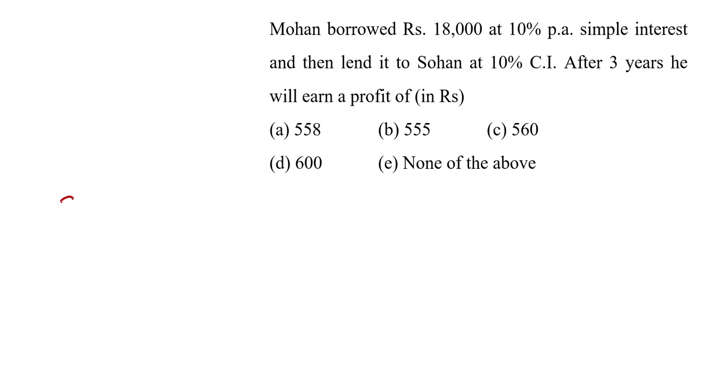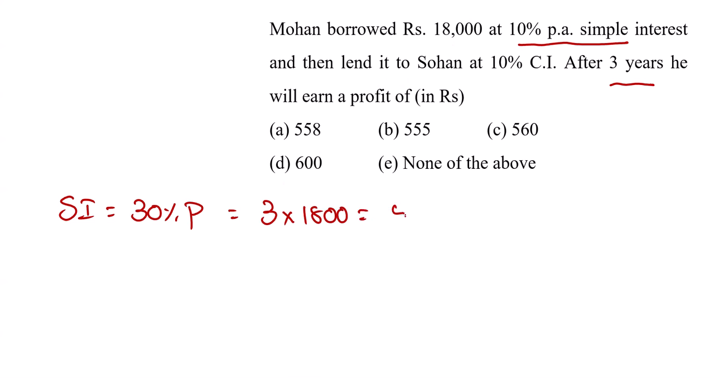Now, the simple interest, if you just calculate here, 10% per annum for 3 years: 1 year 10%, 2 years 20%, 3 years means 30%. 30% on principal. Principal is 18,000, 10% is 1,800, so 30% means 5,400. That is the simple interest. What about compound interest, sir? I said you can go for the first year separately, second year separately, third year separately. We gave some approach already, so let's see how you can calculate compound interest.